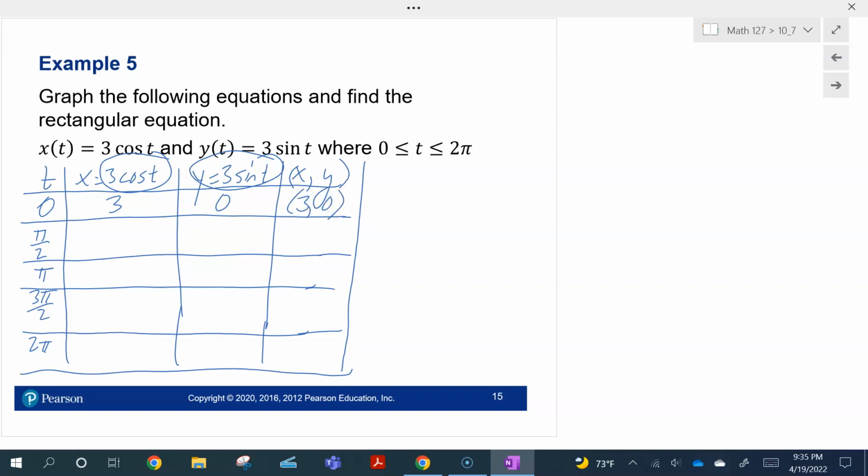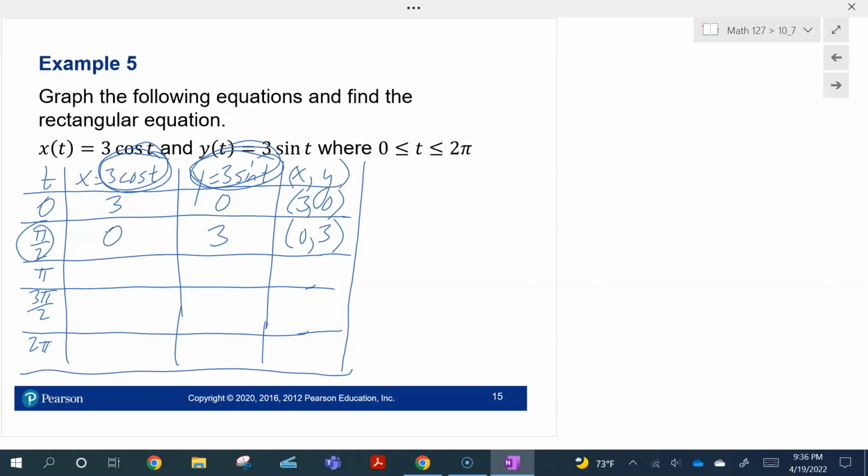Now let's plug in pi halves. Let's throw it into 3 cosine t. So we got 3 times the cosine of pi halves. The cosine of pi halves is 0. 3 times 0 is 0. Sorry about that. Now I'm plugging it into this one, y equals 3 sine of pi halves. I know the sine of pi halves is 1. 3 times 1 is 3. So (0, 3).